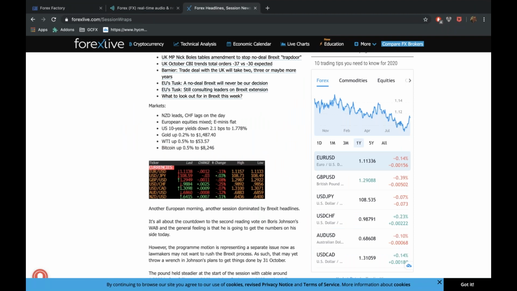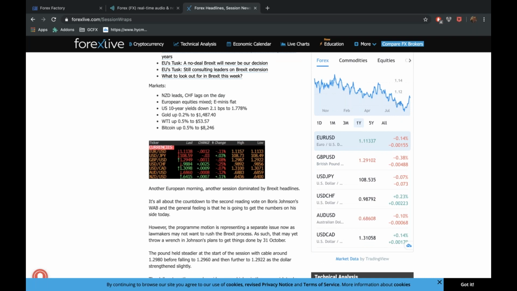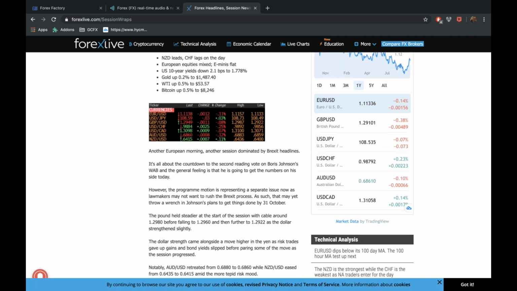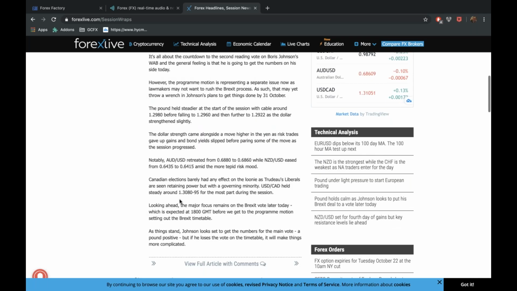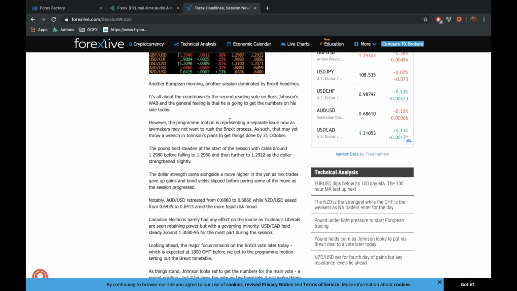You've also got the strong currency and the weak currency. Technically, it's not always going to be fundamental, but technically that's there, so that's helpful. You've got some of the key intermarket readings from different markets, and then you've got the explanation of the issues that have happened, and some explanation on the pound. So you've got a very short explanation of what I was explaining. The programme motion is representing a separate issue now, as lawmakers may not want to rush the Brexit process. As such, that may yet throw a wrench in Johnson's plans to get things done by 31st of October.